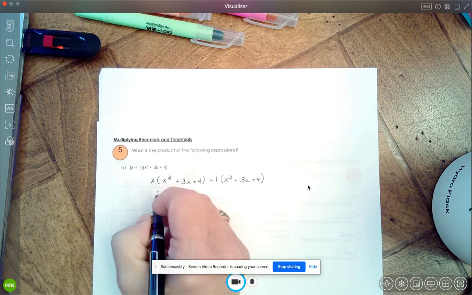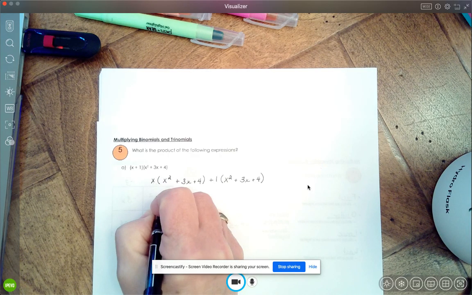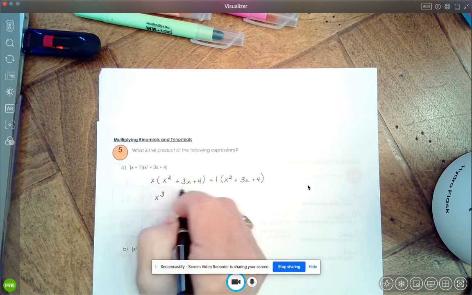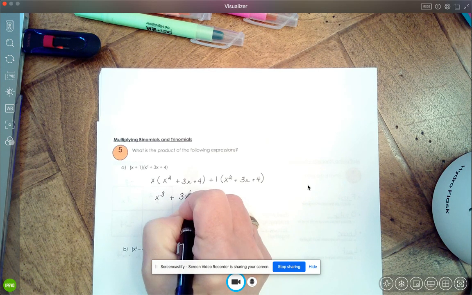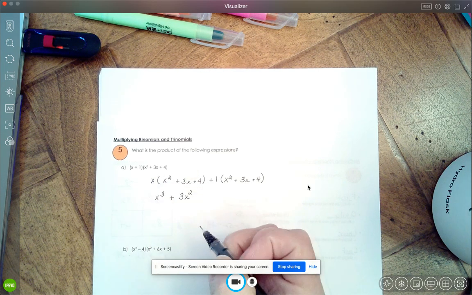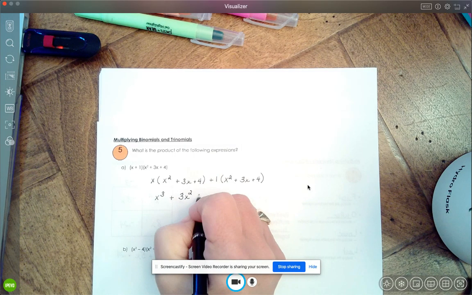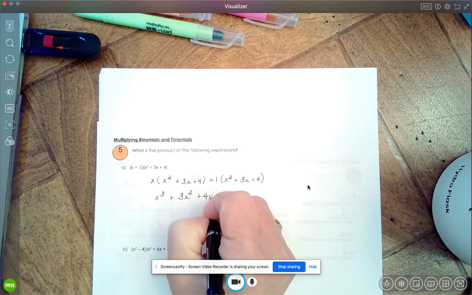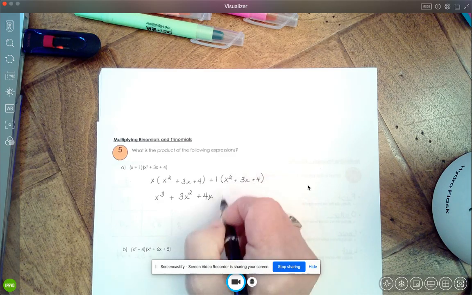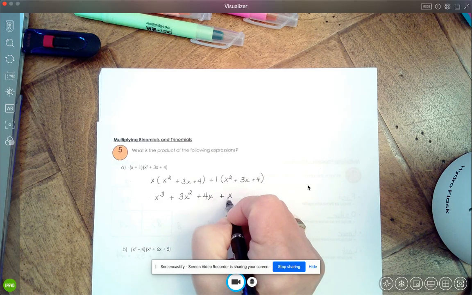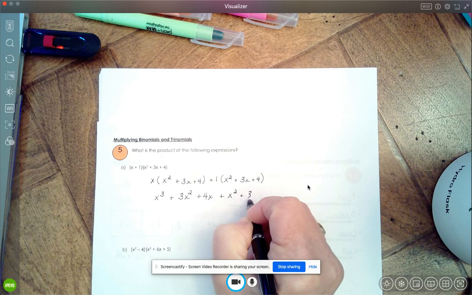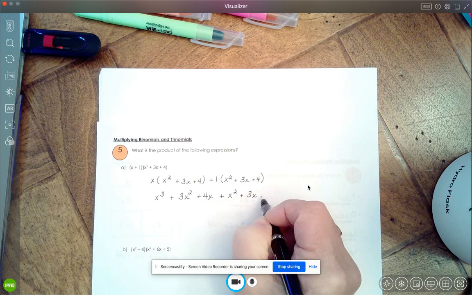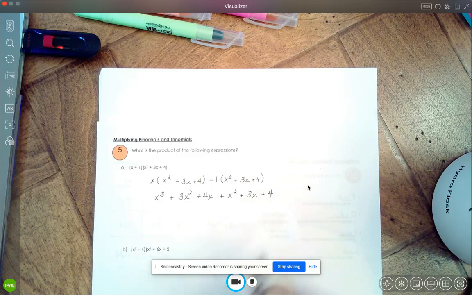X times x squared, I have x cubed. X times 3x is positive 3x squared, 1 here and 1 here. X times 4 is 4x. Over here, I have a positive x squared. 1 times 3x is 3x. And 1 times 4 is 4.